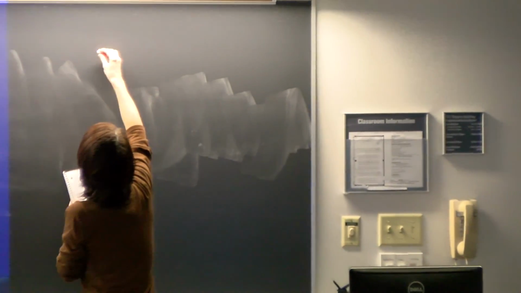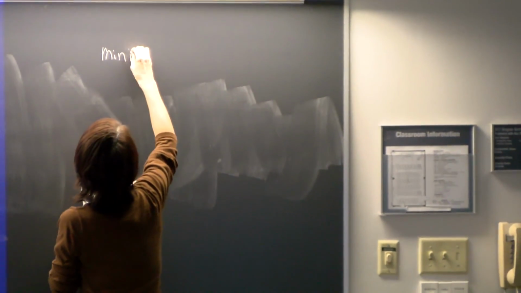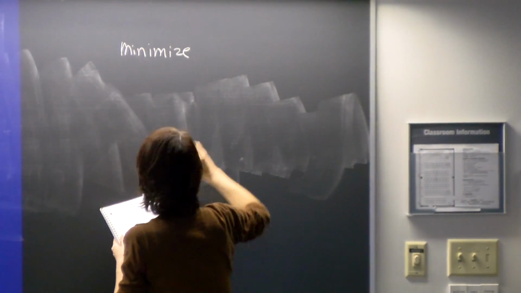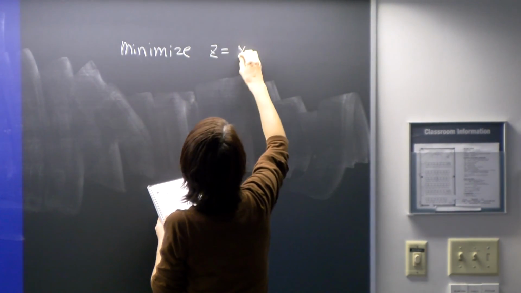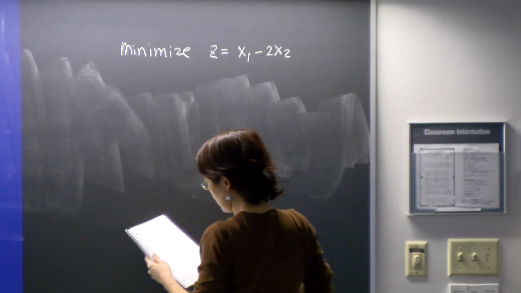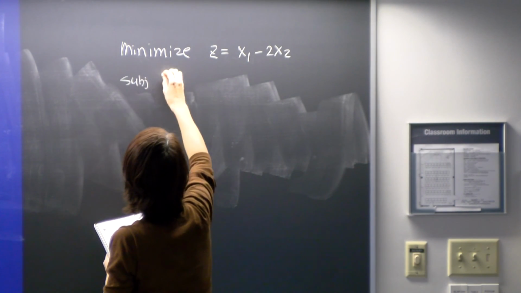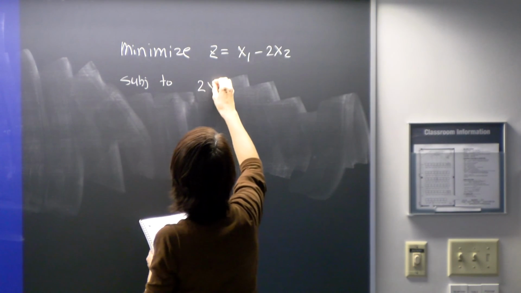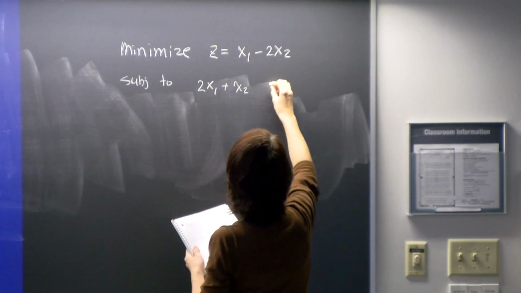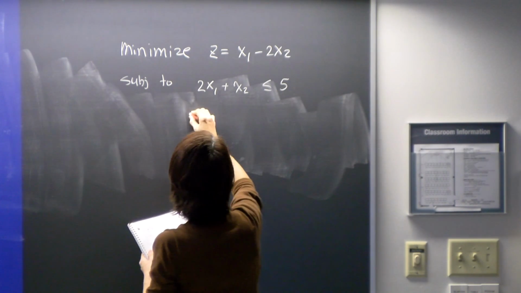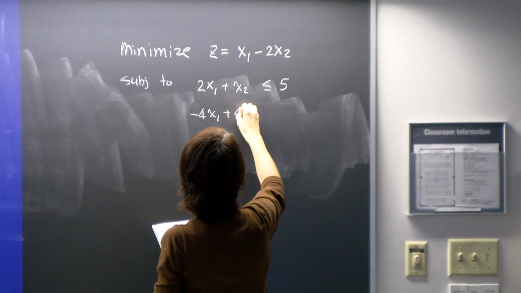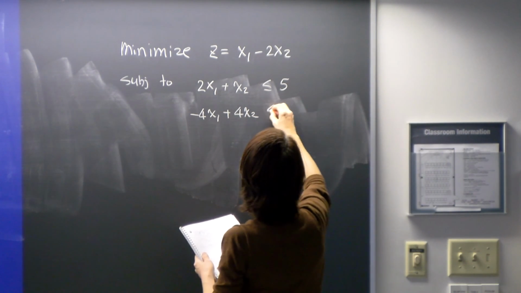So let's do that. I will put the problem here, and then we'll draw the diagram on the other side, and the screen will come down in the middle, all right? So this problem, maybe I don't have to do it, but let's put this up. This is from last time. I want to minimize z = x1 - 2x2, subject to 2x1 + x2 less than 5.